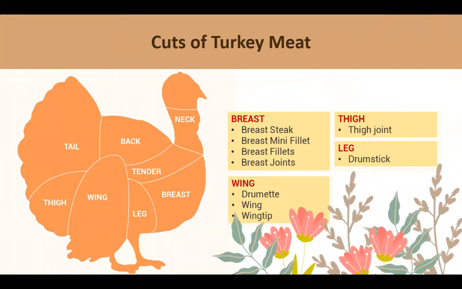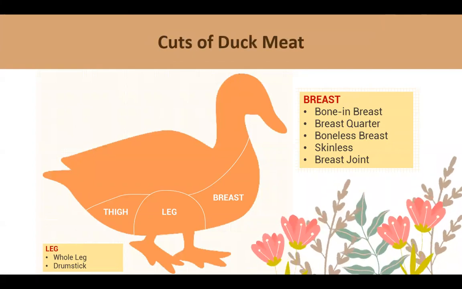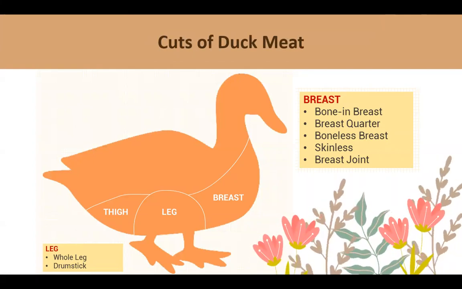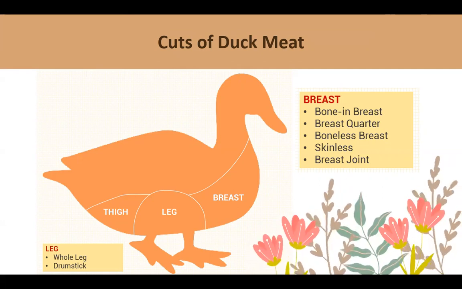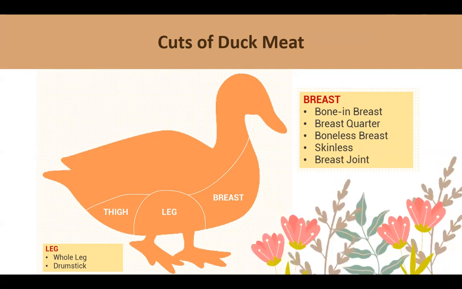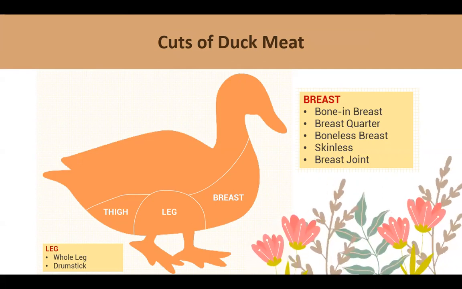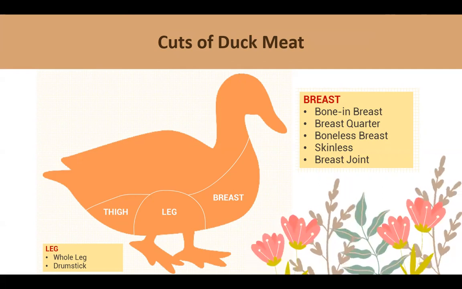Please watch this. Now, let's talk about cuts of duck meat. From the leg, we have whole leg and drumstick. From the breast, we have bone-in breast, breast quarter, boneless breast, skinless, and breast joint. Now, to give you an idea how to cut duck meat into pieces, please watch the next video.